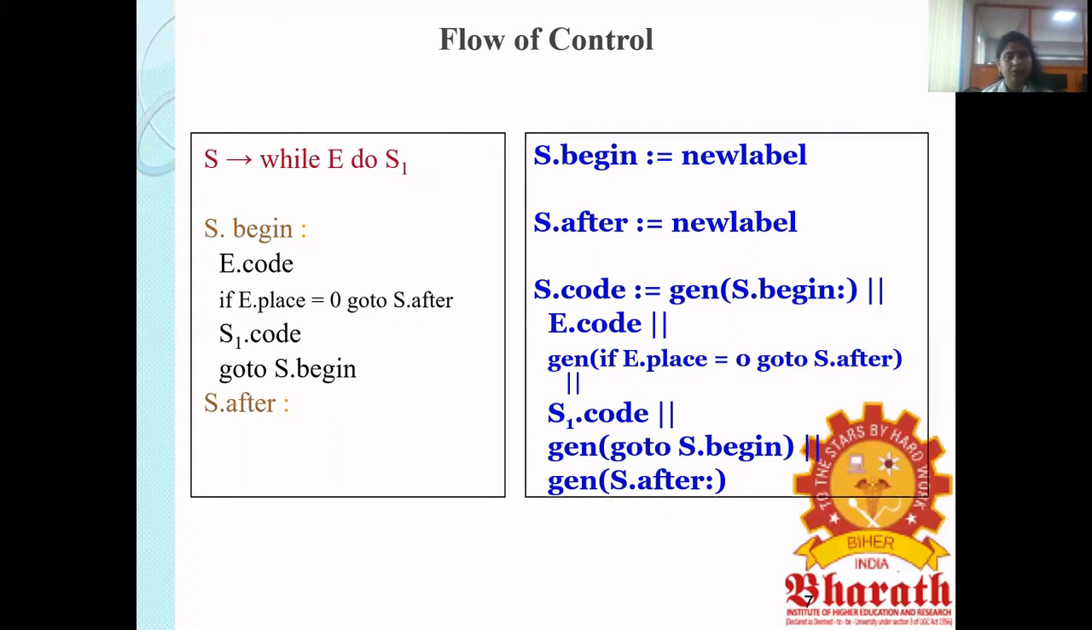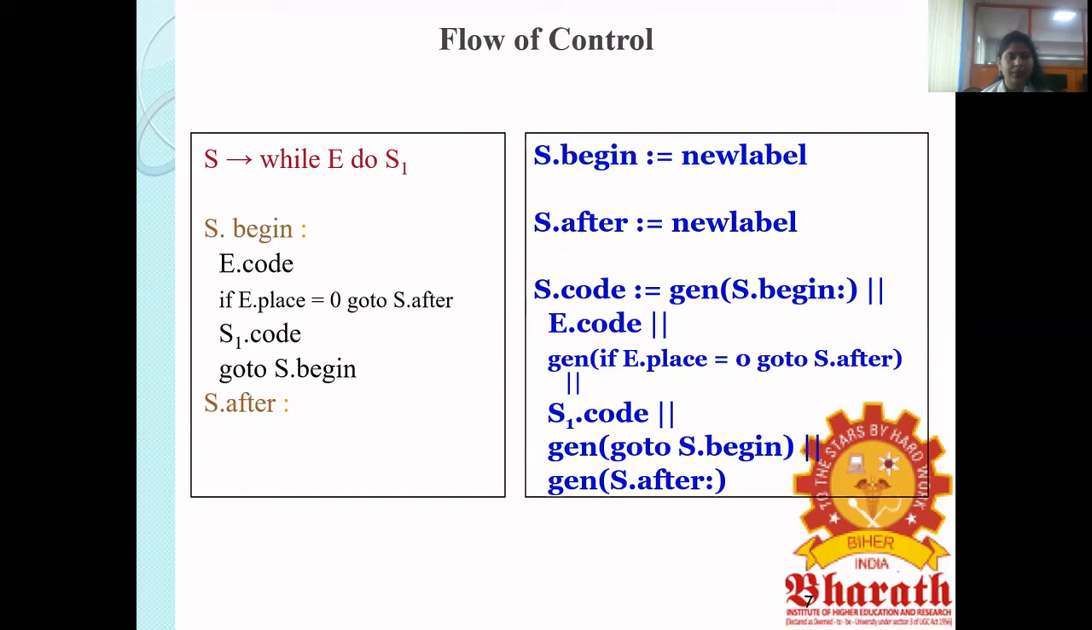We're going to discuss the topic flow of control for three address code. S stands for while E do S1. Let's start at begin. What does the while process do? While it is executing, do S1. As long as E.code is true, do S1. Otherwise, go to the end of the process. This is what a while loop will do.